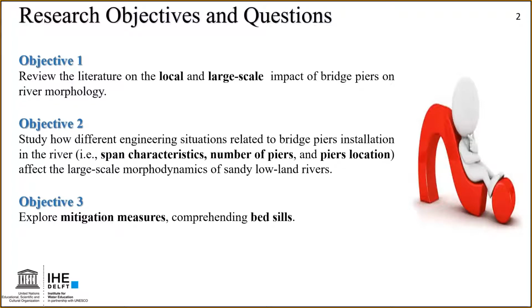Objective number one, reviewing the literature on local and large scale impact of bridge piers on river morphology, and also study how different engineering situations related to bridge pier installation like span characteristics, number of piers, and changing piers location affect the large scale morphodynamics of sandy lowland river. Objective number three is exploring mitigation measures, comprehending different configurations of bed cells.